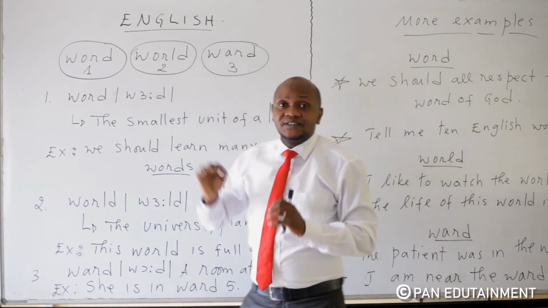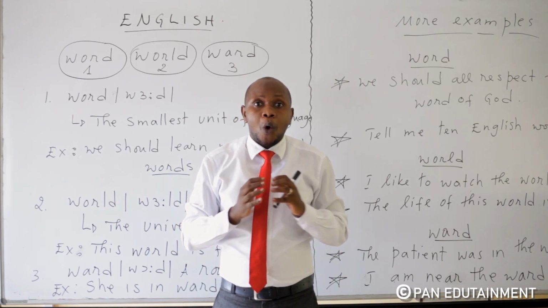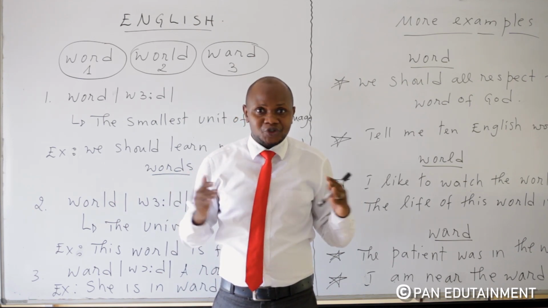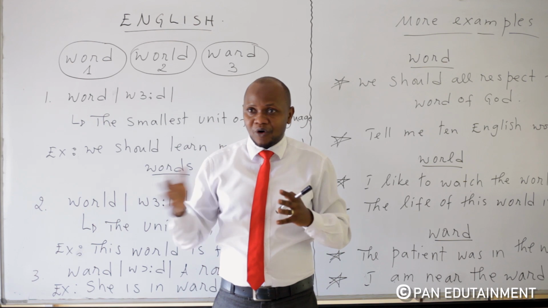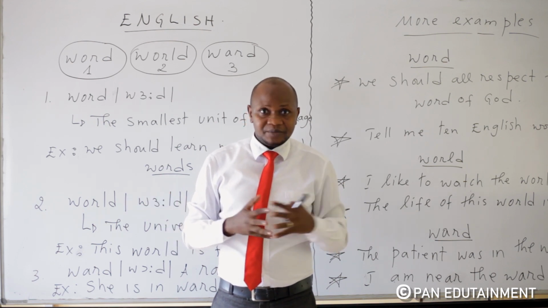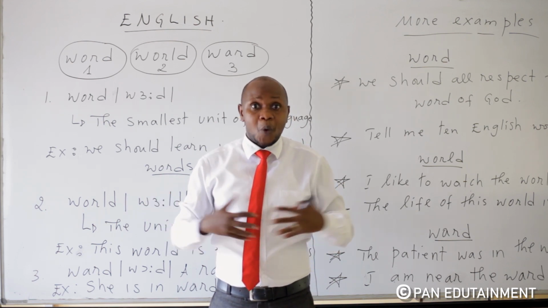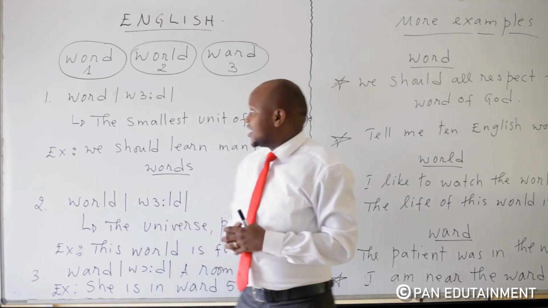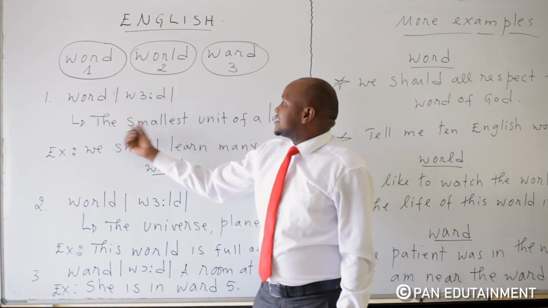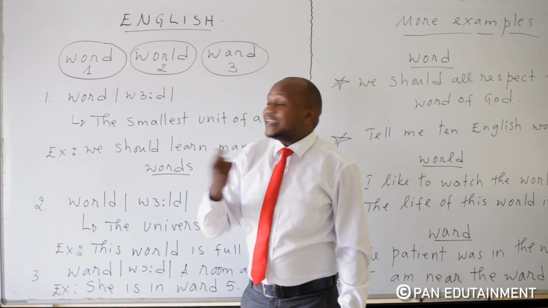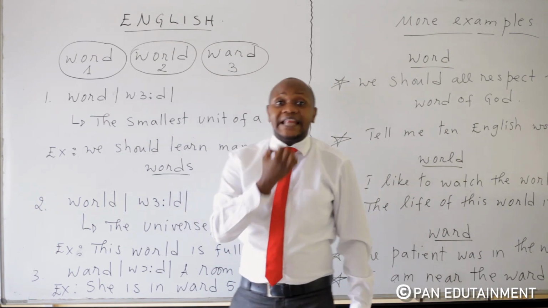Then this one is word. Word. Icyumba cyo kwa muganga, cyangwa aho bashyira abarwayi cyane cyane barembye, tuhita muri ward. Good. Then here, when I say the word, a word is the smallest unit of the language.